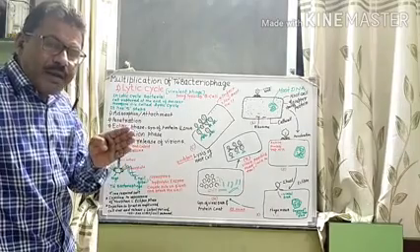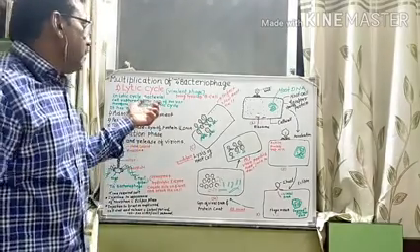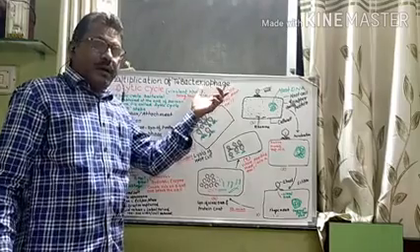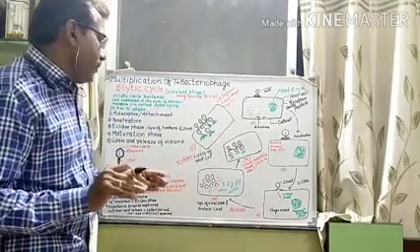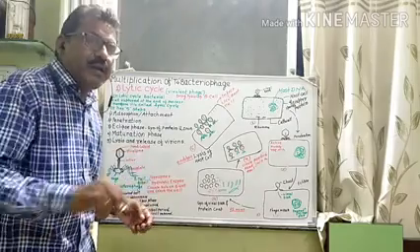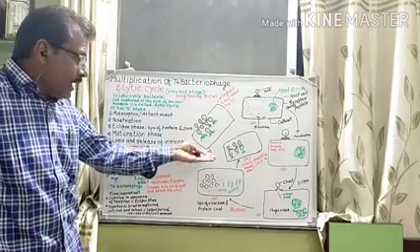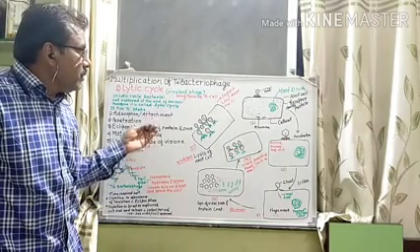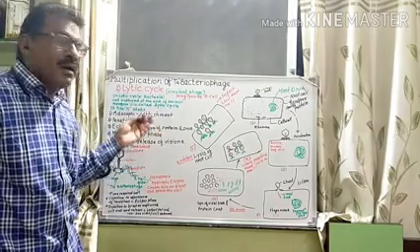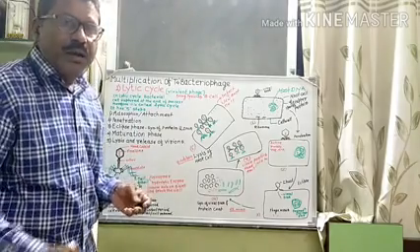In another period we will take the other method, that is the lysogenic cycle, which also takes place in E. coli. So this is about the lytic cycle. Watch this carefully.